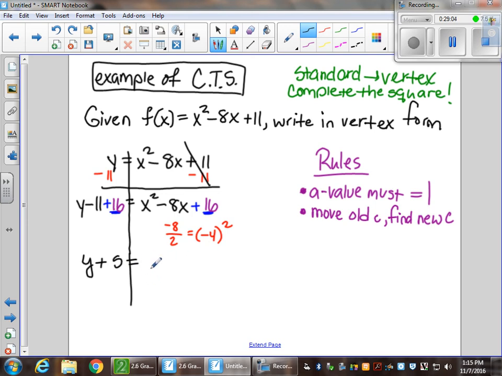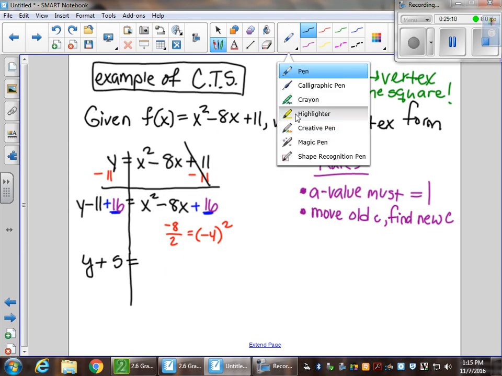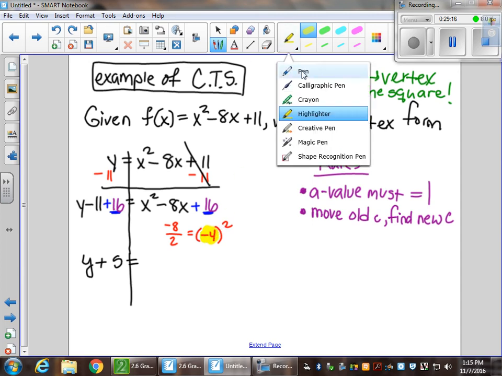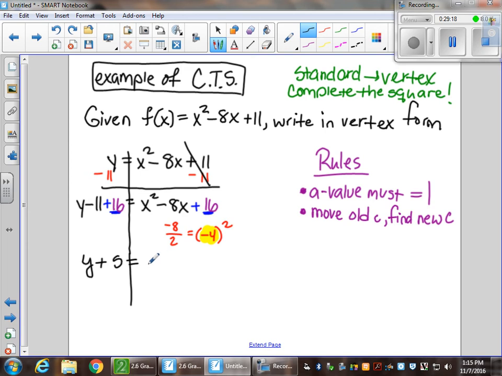I now want to write this as a binomial, just like we did before, a squared binomial. So just like before, we pay attention to what did you actually square. I squared this negative 4. So my binomial is x minus 4 squared. Are we close to vertex form? We are super, super close.